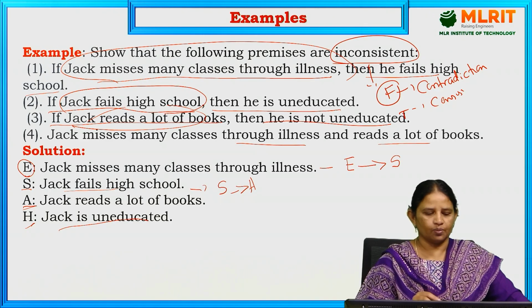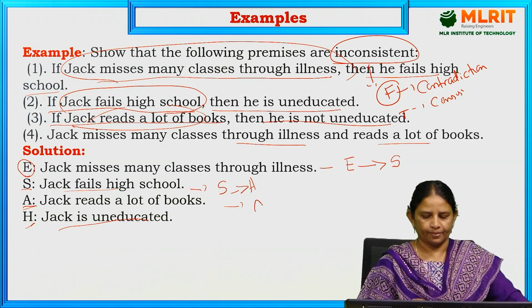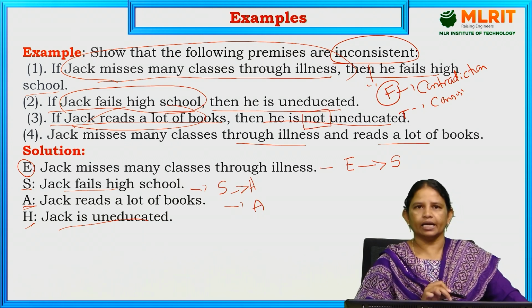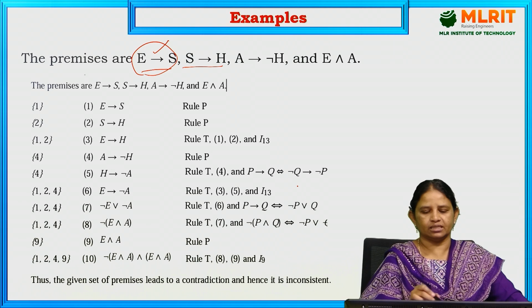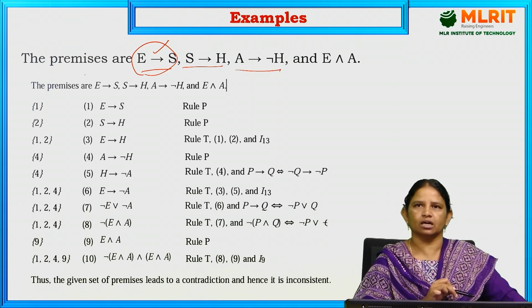Coming to the third premise, Jock reads lot of books. That is A. Then he is not uneducated. Uneducated is represented by using H. Not uneducated means A implies negation H. That is the third premise. A tends to negation H is the third premise.